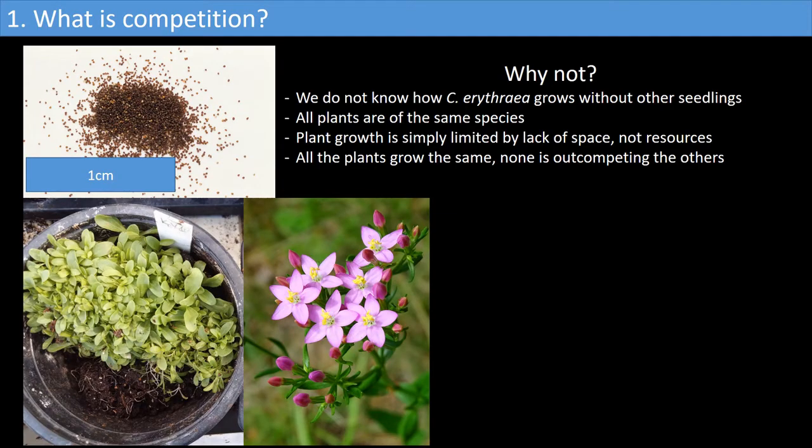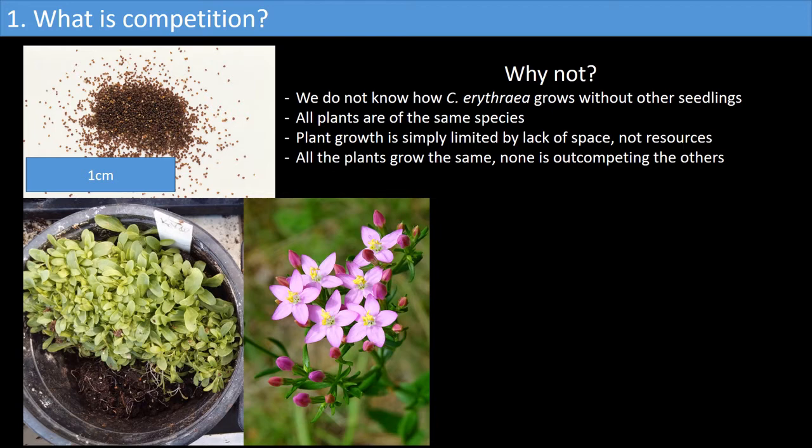The last one. What do we do with the last one? It's not true. Okay. So all plants grow the same, none is outcompeting the others. We already said that some of the seedlings are growing bigger than the others. But even if they weren't, there can be intensive competition that is symmetrical. So all of these organisms here have exactly the same effect on one another, and they all are of reduced growth. So only reduced growth per se doesn't say anything.